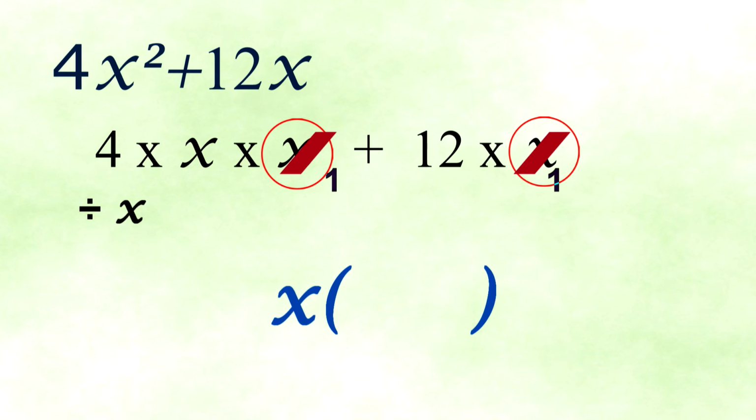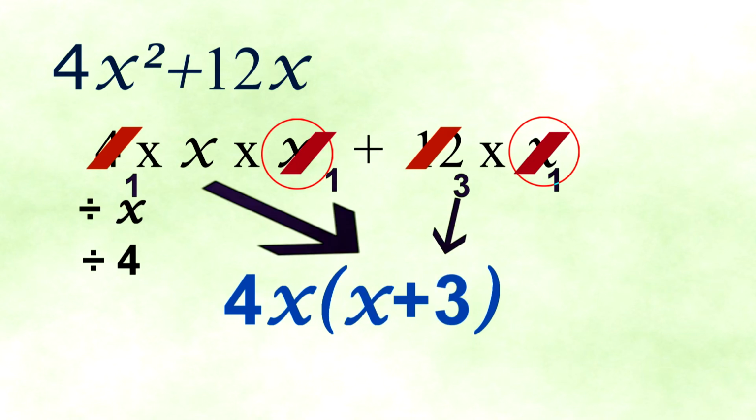Then, however, we can go on to spot our HCF. In this case, that will be 4, and so taking it out as well, and dividing both terms by 4x, we can place x and 3 inside of the brackets. We ignore any 1s from the multiplications, as anything divided or multiplied by 1 will just remain the same.